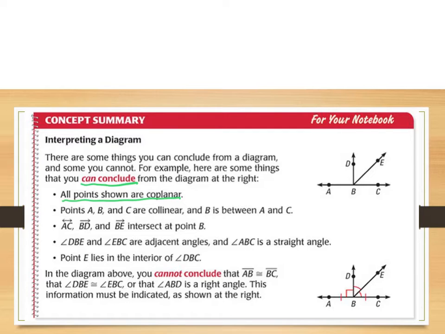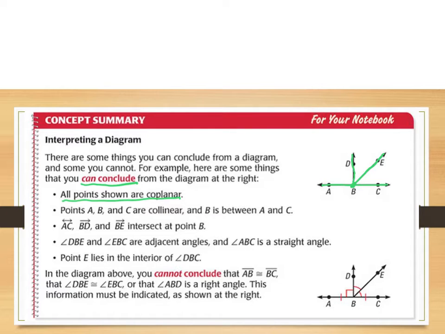A, B, and C are collinear. We covered that. B is between A and C. Now here's where we get to the lines. Lines AC, here's AC, ray BD, this one right here, and ray BE all intersect at that point B. I think we can all see that they all meet up there. That's not something that is a secret piece of information.